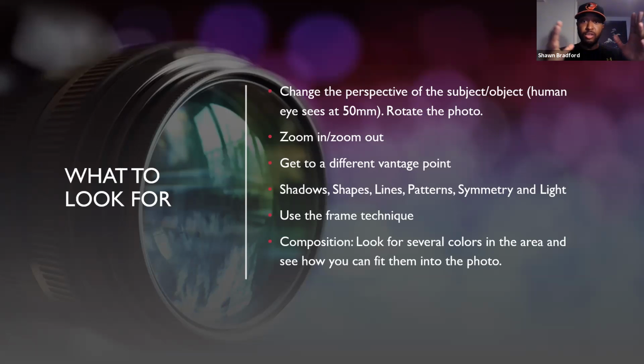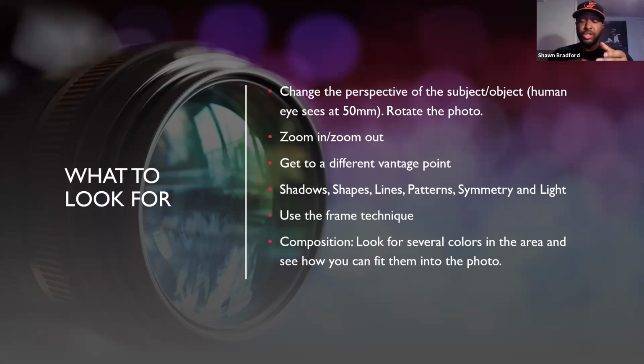So this allows you to zoom in and zoom out. That especially helps you reach into the action when you are shooting sports photography. Get to a different vantage point. When you're shooting a subject, you might want to get over top of the subject to shoot straight down, or you might want to get underneath the subject to shoot straight up. Just changing the vantage point, trying to show people something different that they may have not seen before.